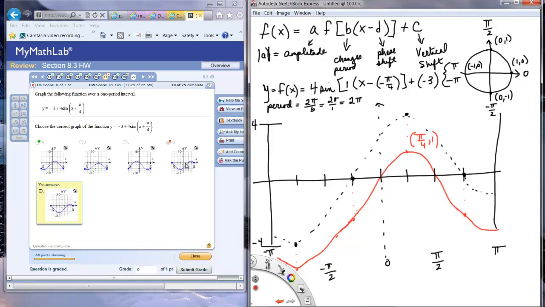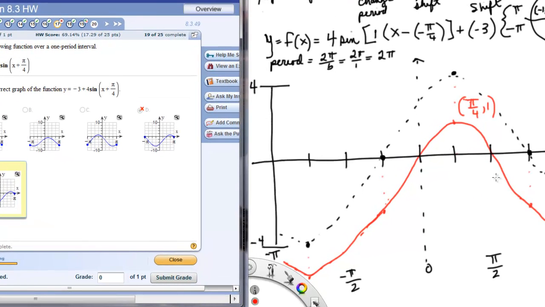So let's see, this is split into 4, so there's pi over 4. Move up to 1, there's nothing there. This one, go to pi over 4, move up 1, there it is. So yes, we can confirm that that is the correct graph. And there you have it.